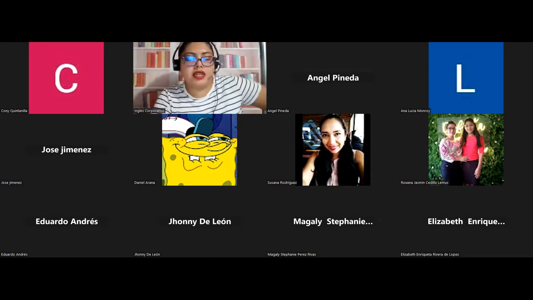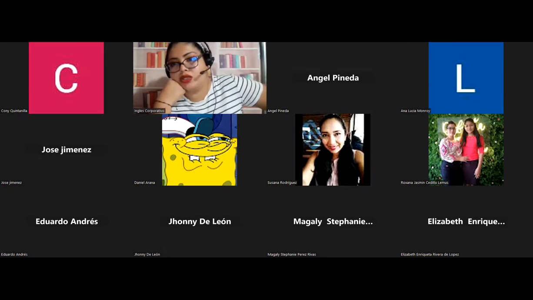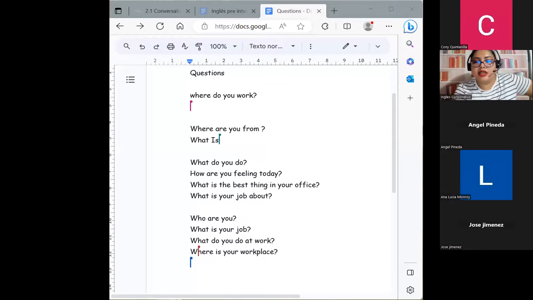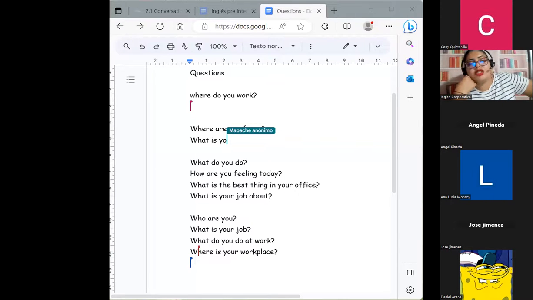So we are going to see a little bit of the work you are doing on the document. That is why I was looking at the screen, because I am watching you write your examples.